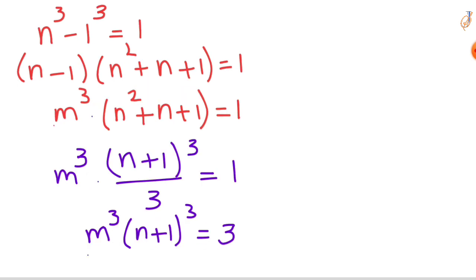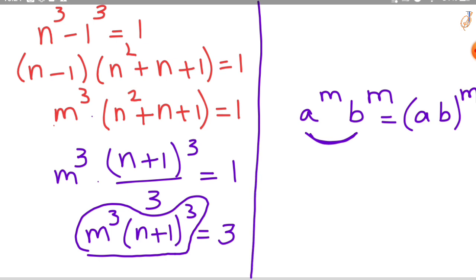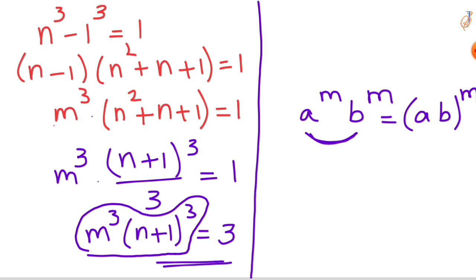And this m^3 times (n+1)^3 is in the form of a^m times b^n. When powers are same, we can multiply the bases. So use that property here. So we can write this as (ab)^m. Same like that, we can write this as (m(n+1))^3, that is equal to 3.